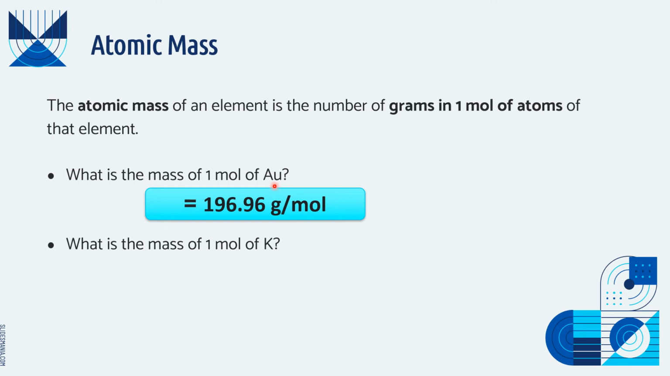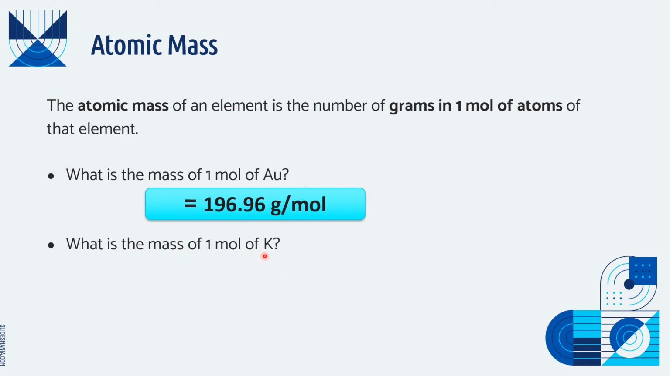Where can you get the atomic mass of a certain element? On the periodic table of elements. The atomic mass of gold is 196.96 grams. So meaning to say, in every 1 mole of gold, there is 196.96 grams of gold. That's Au.